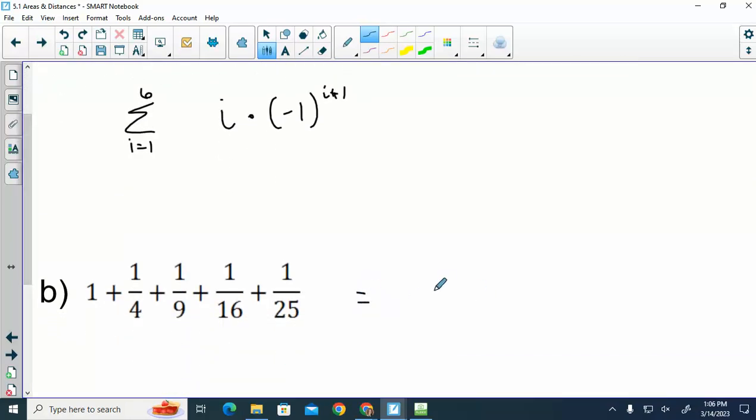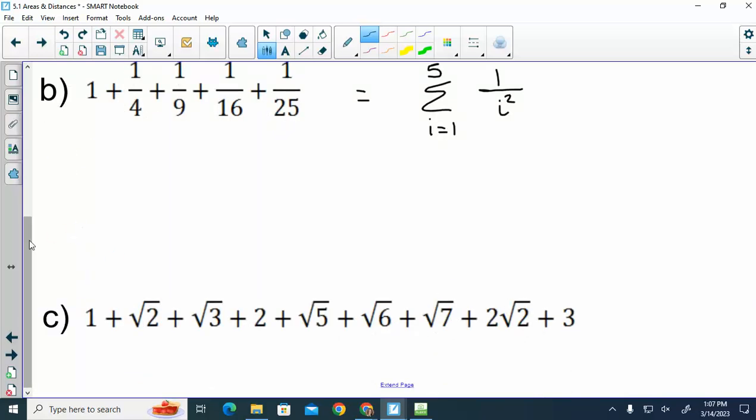What would you write for this one? The top number is 5. Sum from i equals 1 to 5 of the top is 1 divided by i squared is what Logan said. You guys agree with him?